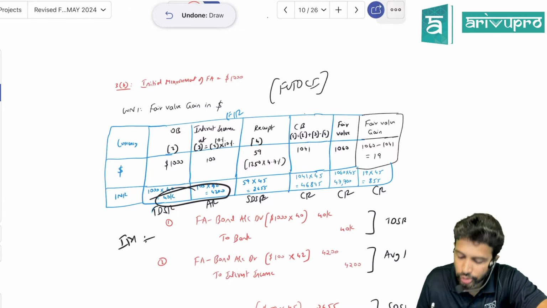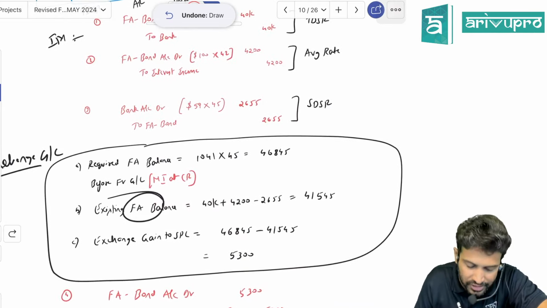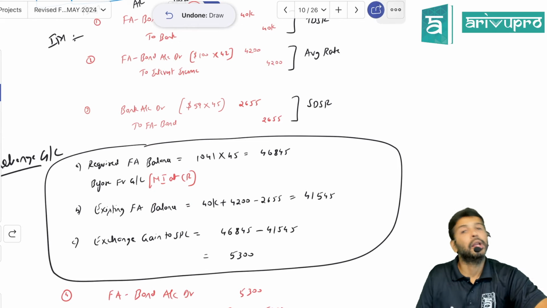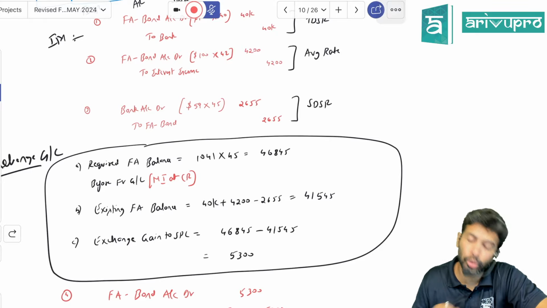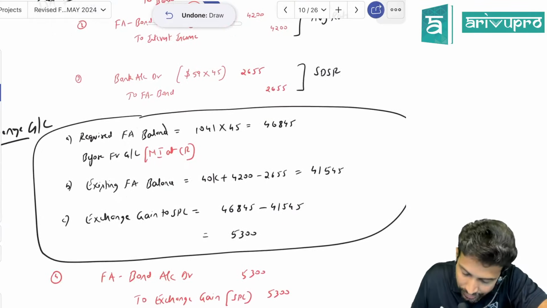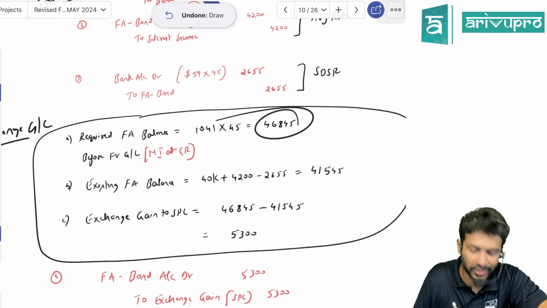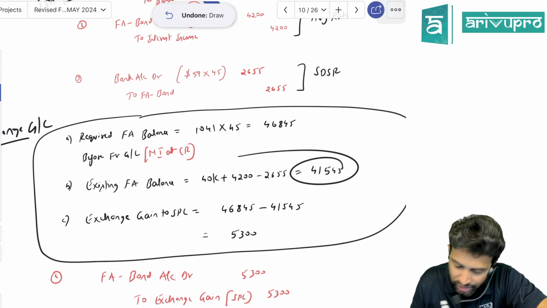Alright. Now, if you add these up, like the way you did for dollars, 40,000 plus 4,200 minus 2655, you will get the existing financial asset bond balance, which is 41. But bond is a monetary item. As I told, a monetary item should be restated every year using the closing rate. So if you restate, you will get 46,845. So the required financial asset bond balance is 46,845 because a monetary item you have to convert using the closing rate. But the existing balance is only 41.